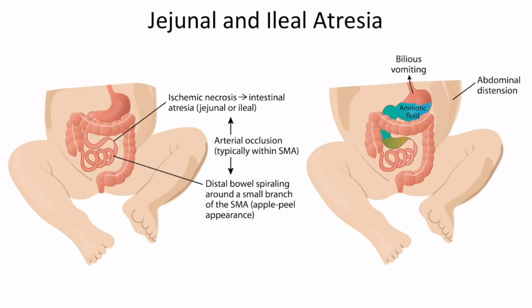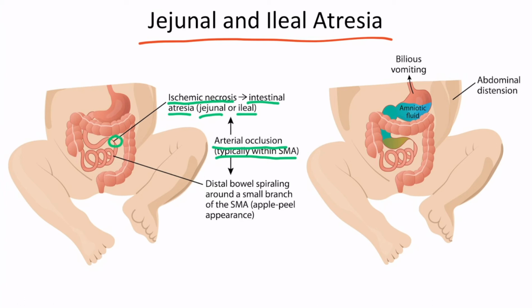This image depicts jejunal and ileal atresia. So let's focus on the left to understand the pathophysiology. So there's arterial occlusion of some kind, and that's typically within the SMA, or a small branch of the SMA. This leads to ischemic necrosis, because there's parts of the jejunum and ileum that are not getting blood supply, so they experience ischemic necrosis. And this leads to the intestinal atresia. Again, we're referring to jejunal or ileal atresia. So you can see that atresia right here.